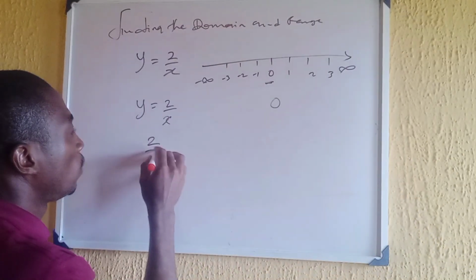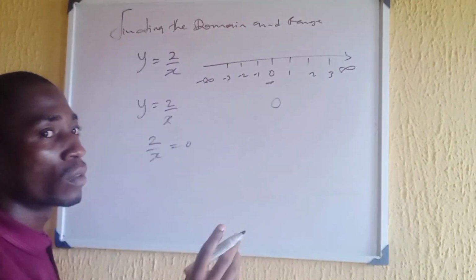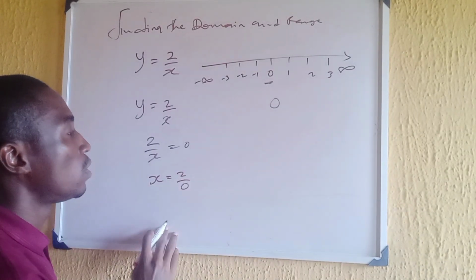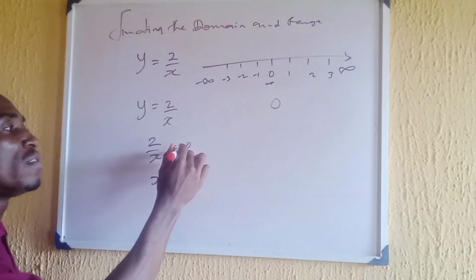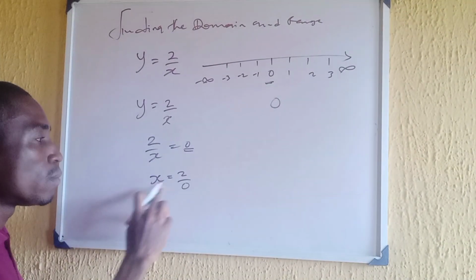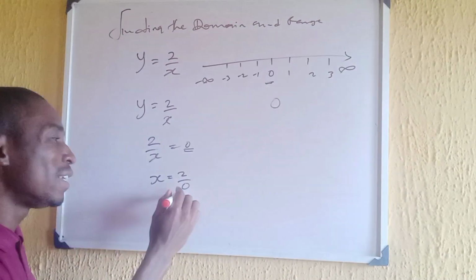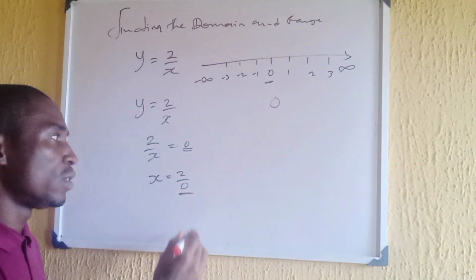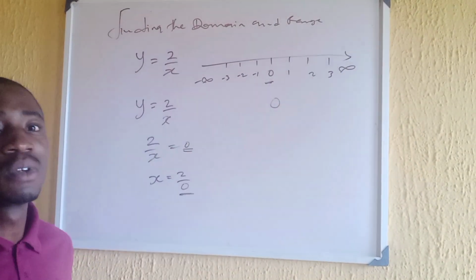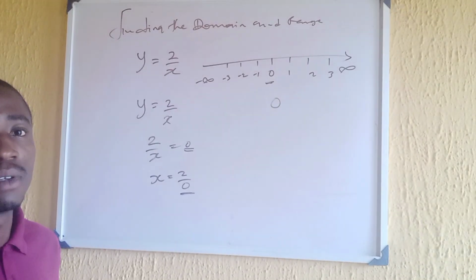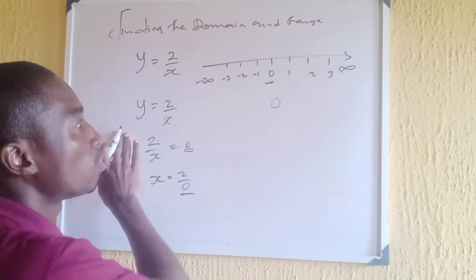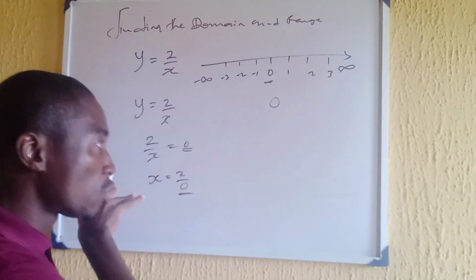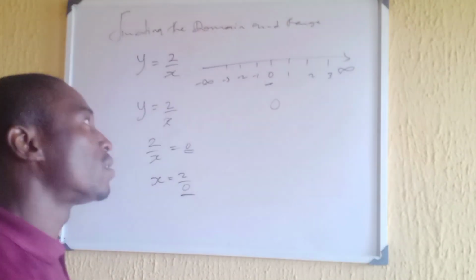Let's do this. 2 over x equal to 0. What do we have? Making x the subject, we have that x is equal to 2 over 0. What does this mean? That for you to have 0 as the output value, x must be 2 over 0. And we can never have this as an input value. So in that case, we shouldn't expect 0 as an output value. So the domain of this function includes all values except 0, whereas the range of the function includes all values except 0.